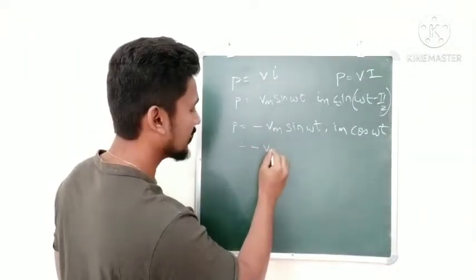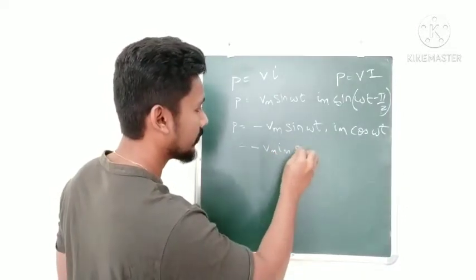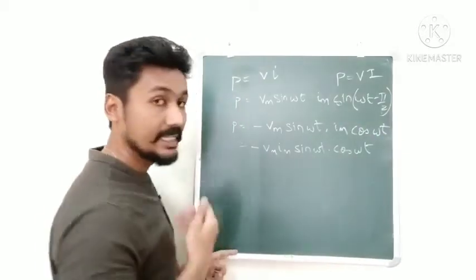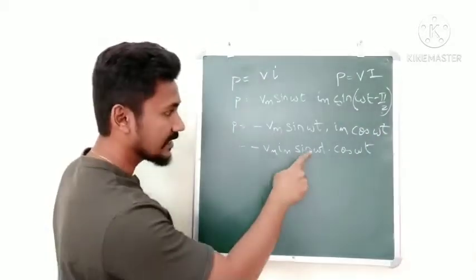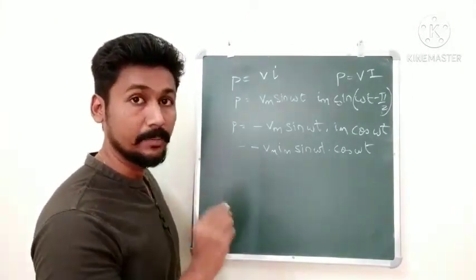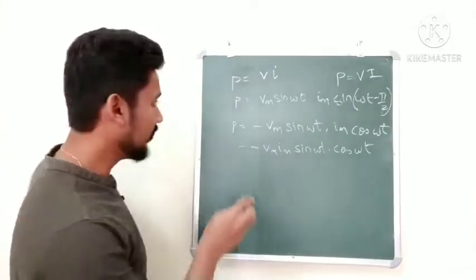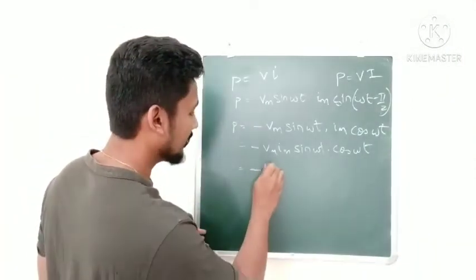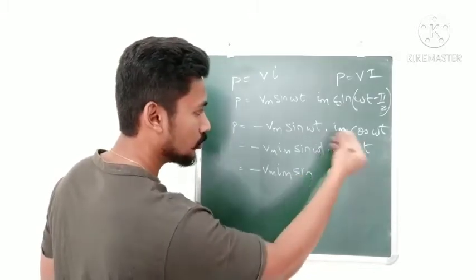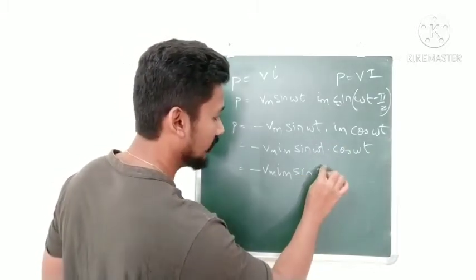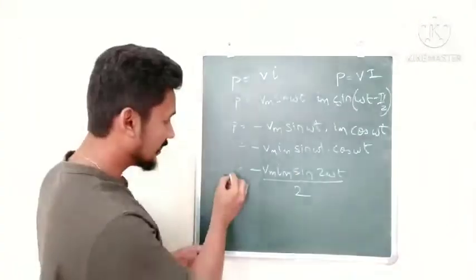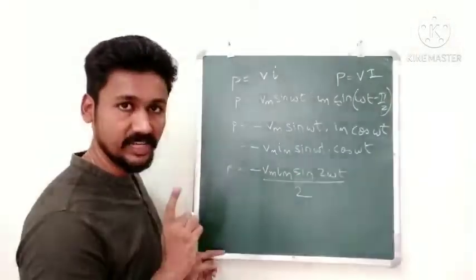Then again let us rearrange. This we write as minus Vm Im sin omega t cos omega t. Then we'll use the identity that sin theta cos theta is equal to sin of 2 theta by 2. Therefore we will get this as minus Vm Im sin of 2 omega t, that is 2 theta, divided by 2. This is the instantaneous power that we are getting.